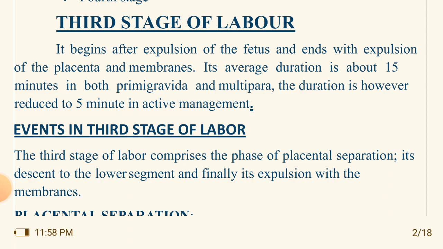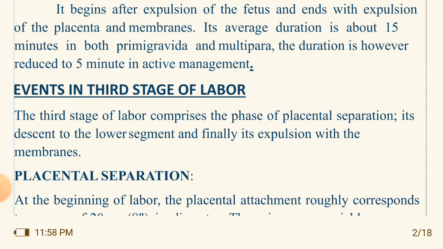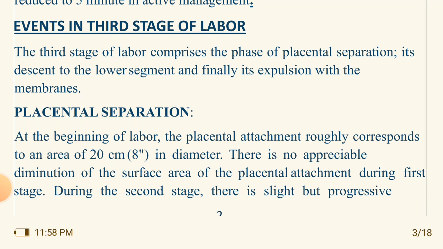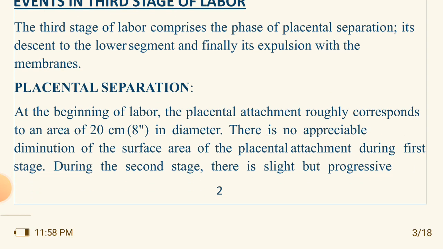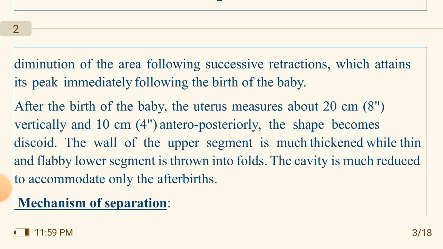The third stage of labor comprises the phase of placental separation, its descent to the lower segment, and finally its expulsion with the membranes. So in placental separation, at the beginning of the labor, the placental attachment roughly corresponded to an area of 20 cm, that is 8 inch, in diameter. There is no appreciable diminution of the surface area of the placenta attached during the first stage. During the second stage, there is slight but progressive diminution of the area following successive retractions, which attains its peak immediately following the birth of the baby.